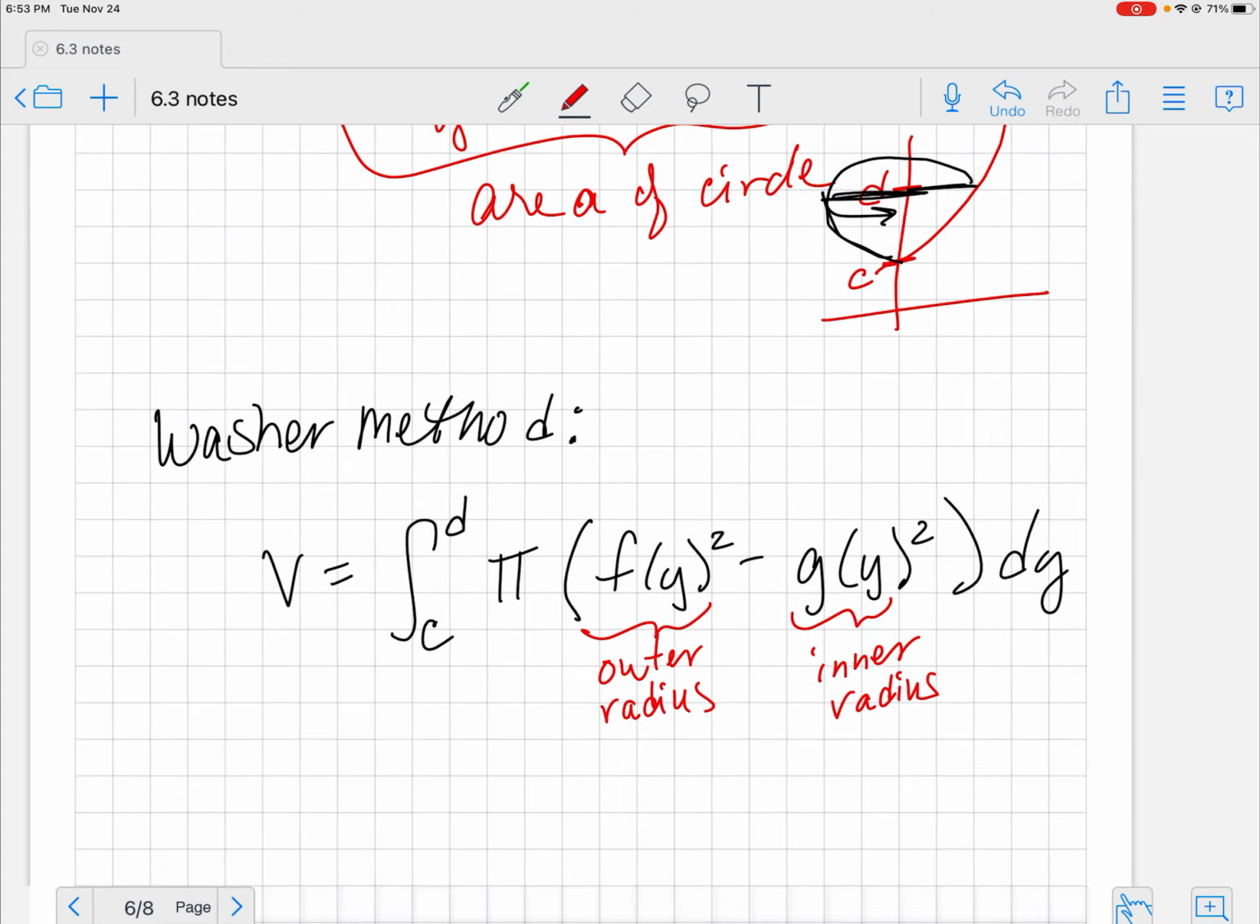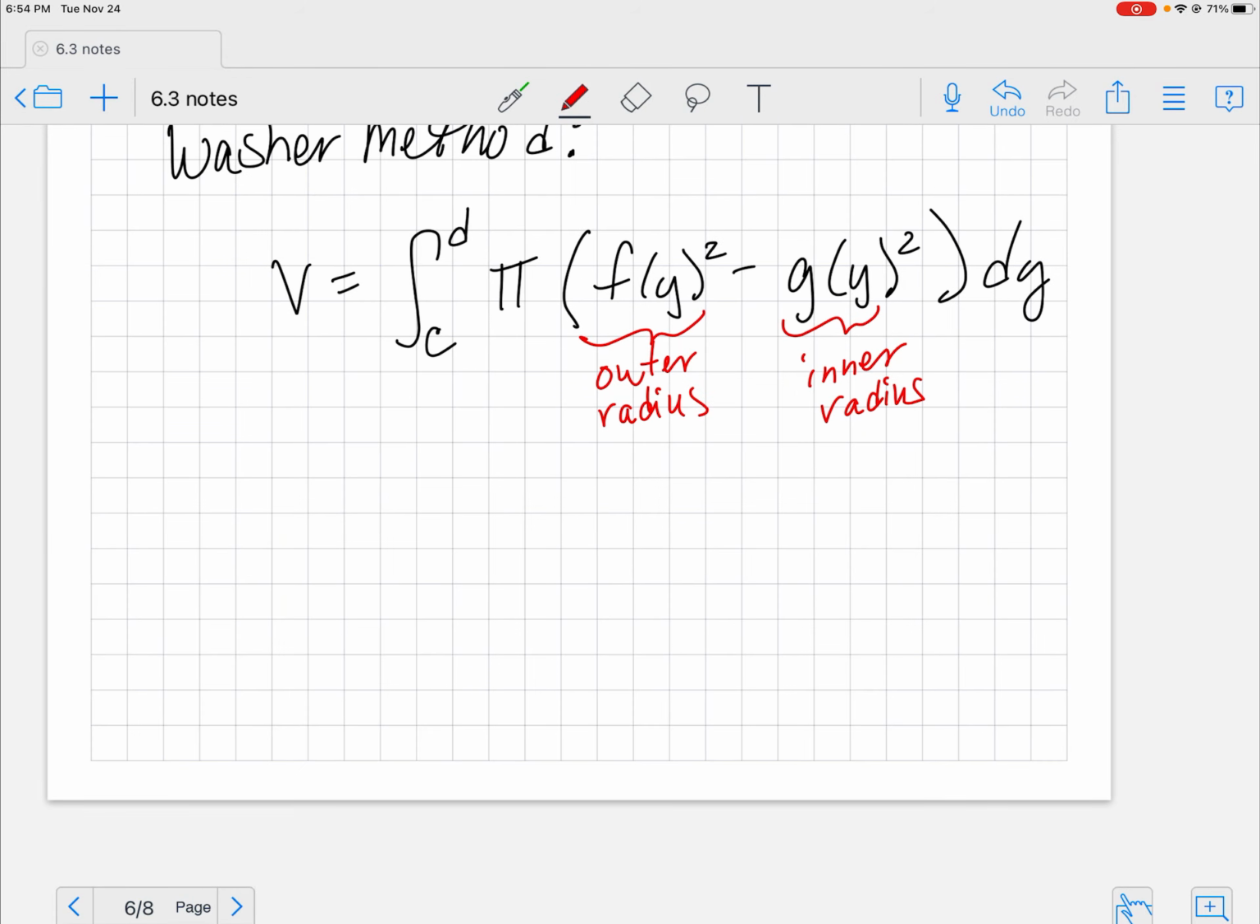But when I'm looking at that outer versus inner radius, I'm talking about distance away from the y-axis. With this function and this function, going from c to d, here is my f function and here is my g function. Outer means farthest away from that axis, and inner means closest to that axis.